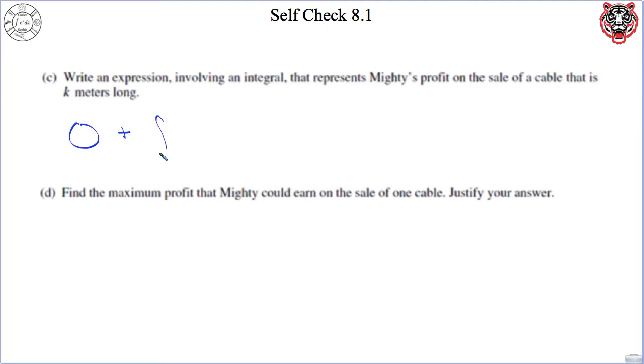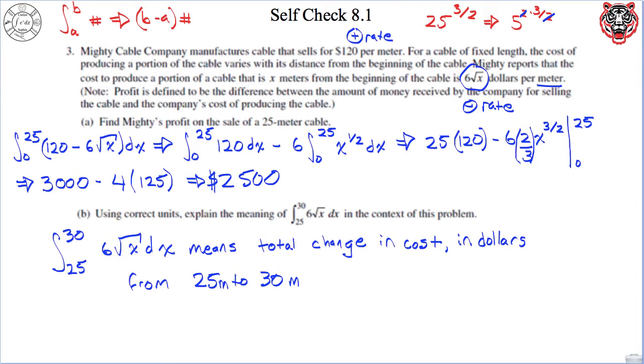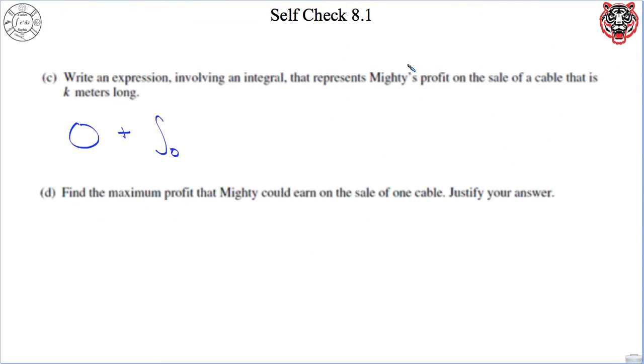Plus, and then we need our integral from 0 to, what is our variable here? X? Or is it k? Oh, sorry, it says k. So 0 to k of the profit. This is the same thing that we had from part A, 120 minus 6 square root of x, all of that in parentheses, dx. It's dx because this is a function in x, and 0 to k is how many meters long it is. So that's our answer for part C.